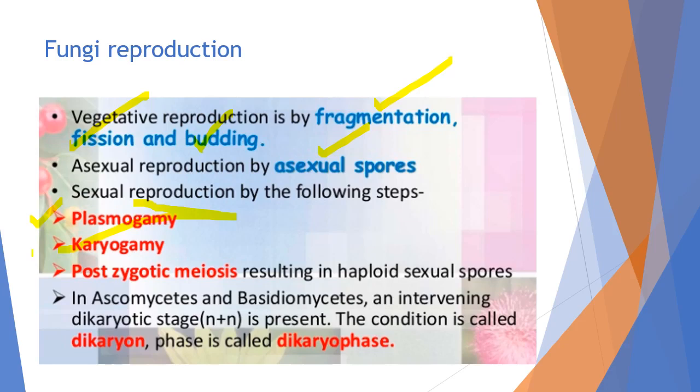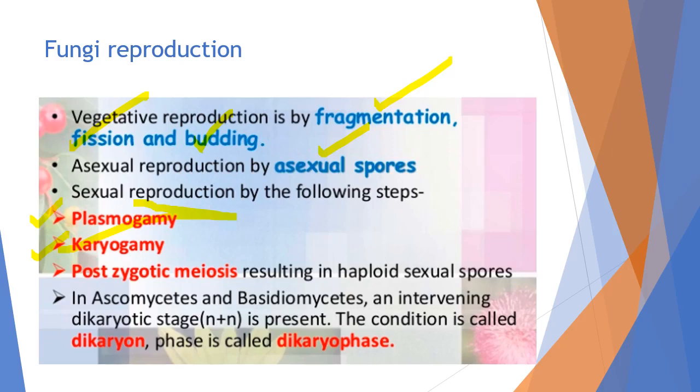Clear? Now, the second one is karyogamy. The word karyo means nucleus and gamy again the same thing, fusion. So what is getting fused here? The nucleus. Clear? So first one, plasmogamy, the protoplasm gets fused, and the next one, karyogamy, the nucleus gets fused.